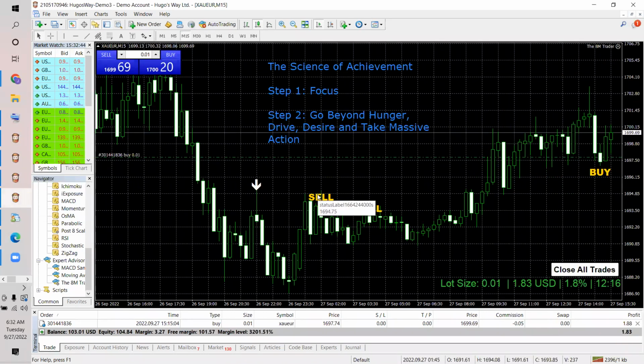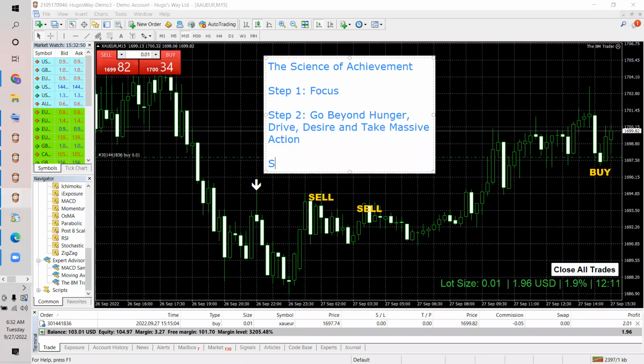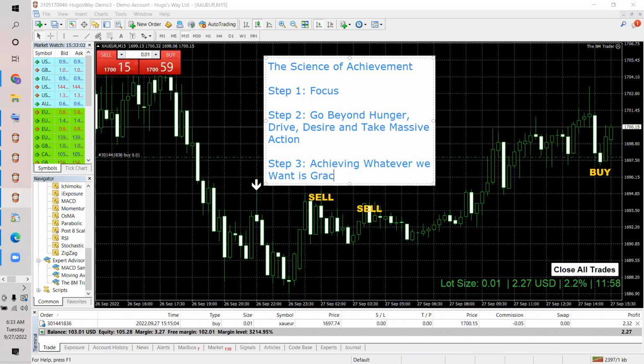Okay. So the next step, step 3. Achieving whatever we want is grace. So what does that mean? Giving ourselves the forgiveness to understand, hey, it's okay to make a mistake. Hey, you're still here. Hey, I'm grateful to still be on this journey. Hey, keep doing what we're doing. Hey, we just have to do a little bit of a change and tweak in the strategy.